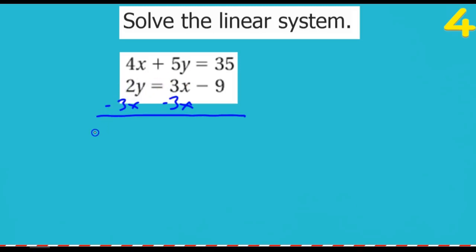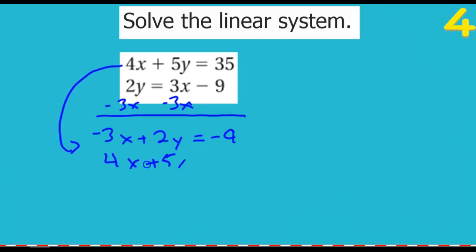So we get negative 3x plus 2y equals negative 9. Then if I bring this equation down, it's 4x plus 5y equals 35. Now, what I see is I can multiply either of these numbers to get a certain number, but one is already negative, this negative 3.